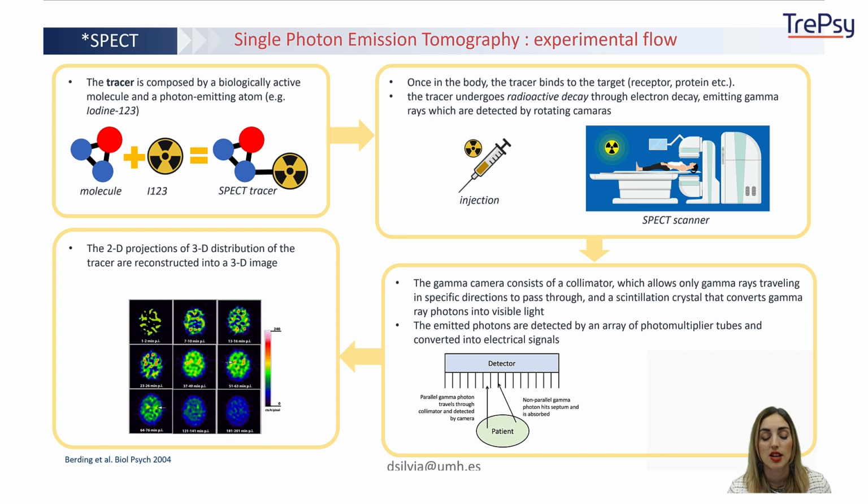The 3D image is done offline by reconstructing all these 2D projections of the rotating camera, which are projections of the 3D distribution of the tracers. And in this case, the maps represent the counts or counts per pixel, which is the number of detected events. So this is the unit of measurement.